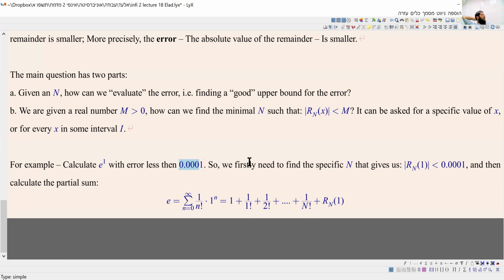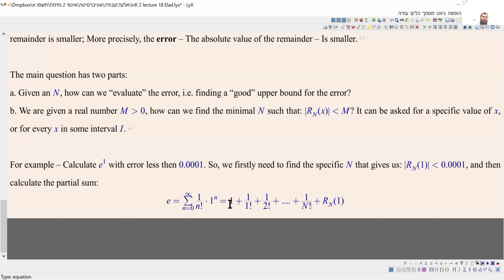But I want to show you, probably on Tuesday, how we can find this n without trying until we get to the right approximation. It can be n equals 10 or 100 or something like that. We cannot calculate 97 elements, no, it's not enough. 99 elements, not enough. Oh, 100 elements, finally do the job.